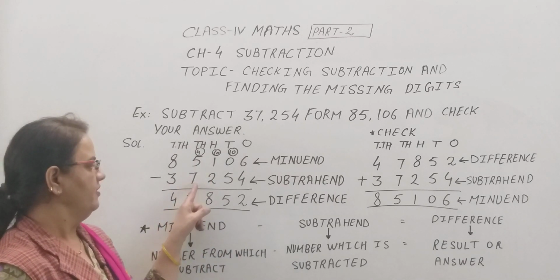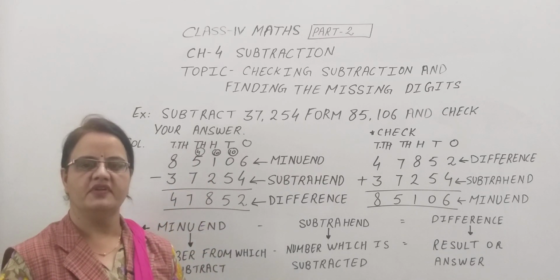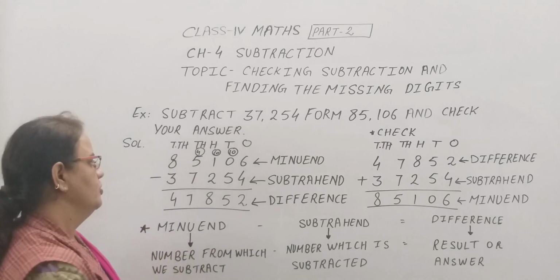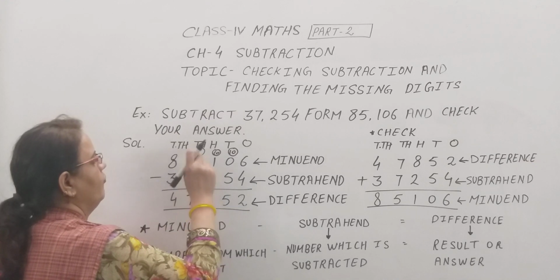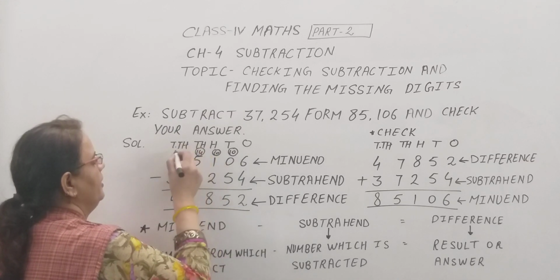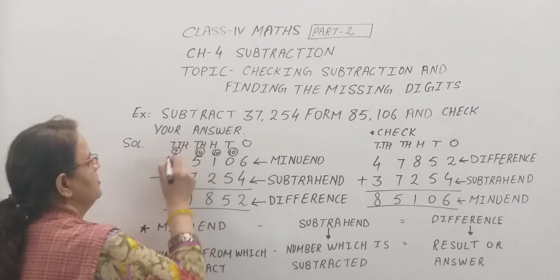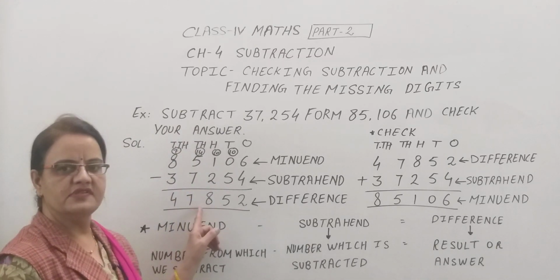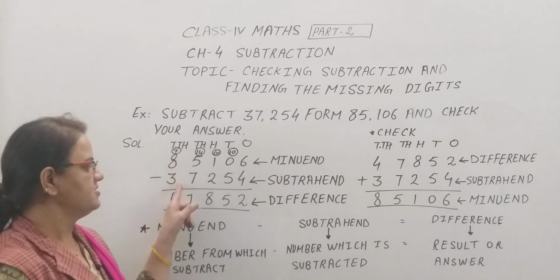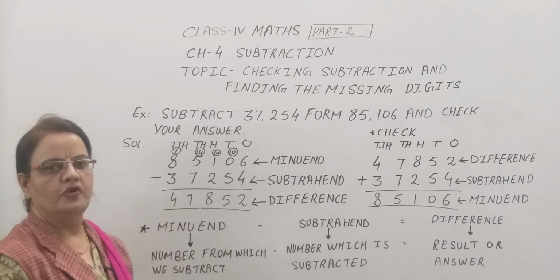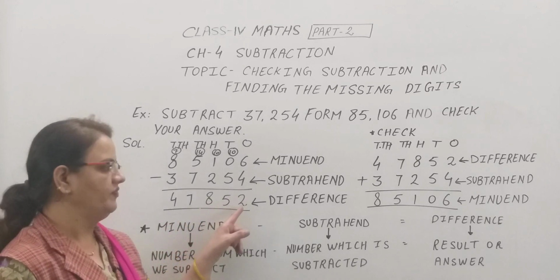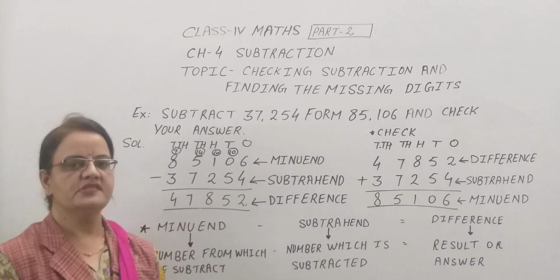4 minus 7. Yes students, 4 minus 7 is not possible, so we borrow again 1. So here we will write down 14. And 8 minus 1, remaining is 7. So 14 minus 7 equal to 7 and 7 minus 3 equal to 4. So our answer is 47,852.